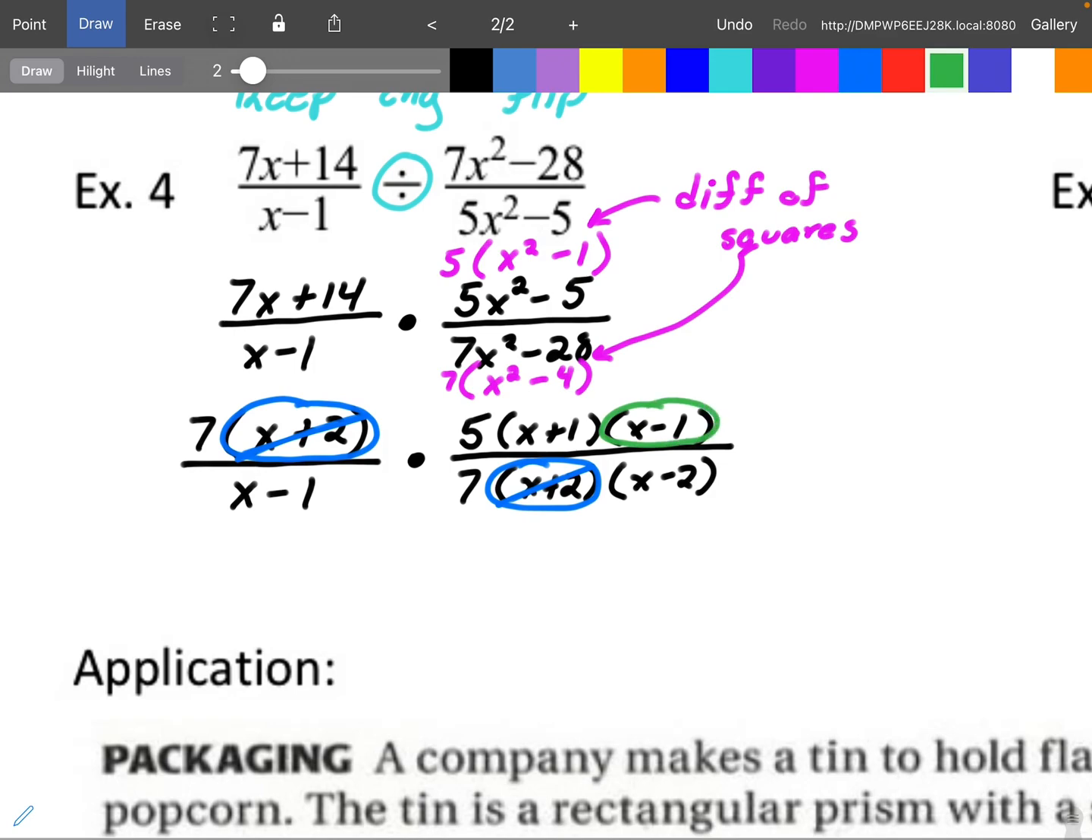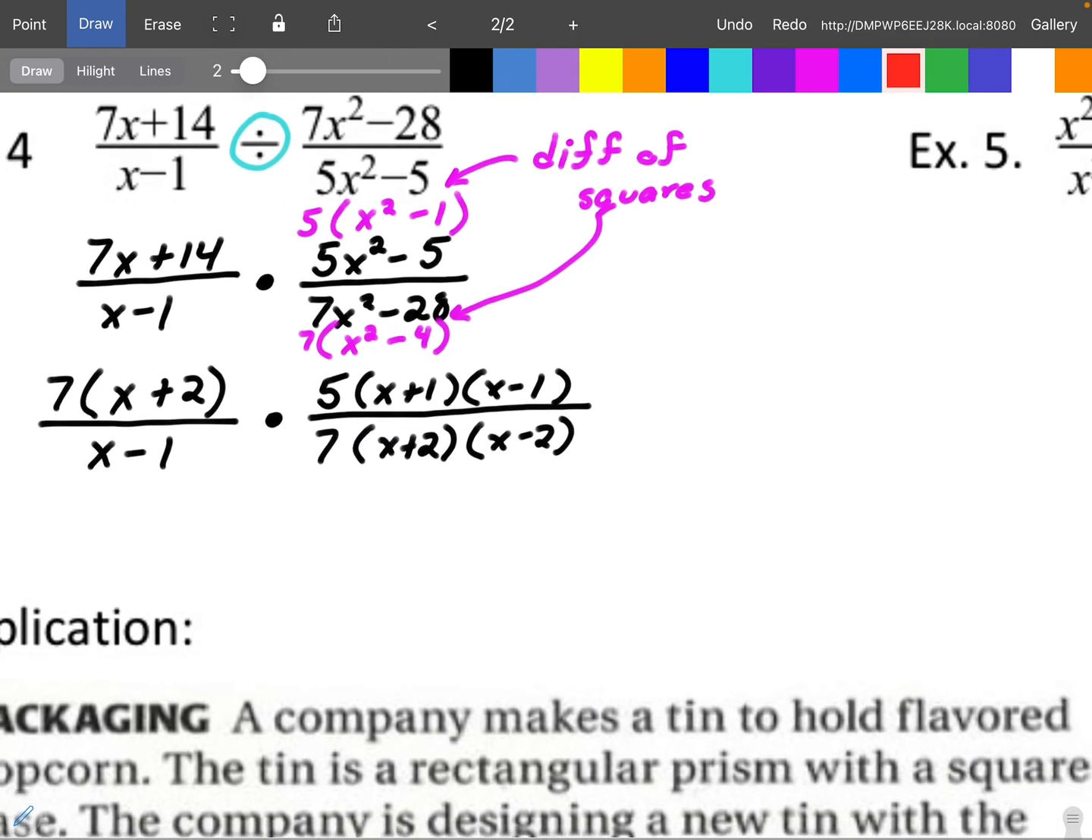Then I also see that I have an x minus 1 and an x minus 1, top and bottom. So then, actually, we're going to back up and get our restrictions before I get this all messy. So everything's factored, so for our restrictions, look at each denominator. So for this factor, what would make it equal 0? Positive 1. So that tells me that x cannot equal positive 1. Then 7 can't equal 0. Don't worry about that. The next factor, what would make that equal 0?